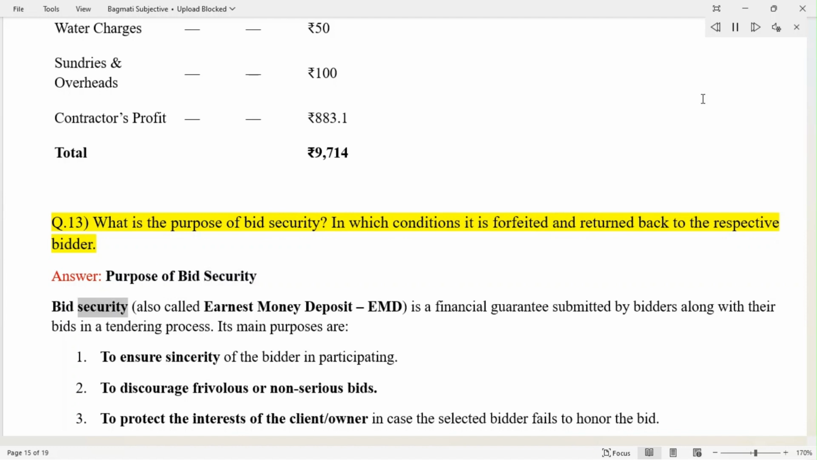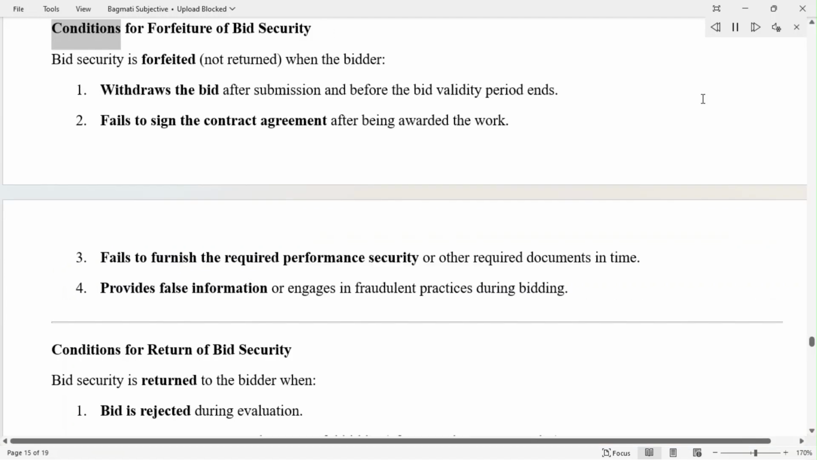Bid security, also called earnest money deposit, EMD, is a financial guarantee submitted by bidders along with their bids in a tendering process. Its main purposes are to ensure sincerity of the bidder in participating, to discourage frivolous or non-serious bids, and to protect the interests of the client or owner in case the selected bidder fails to honor the bid. Conditions for forfeiture of bid security.